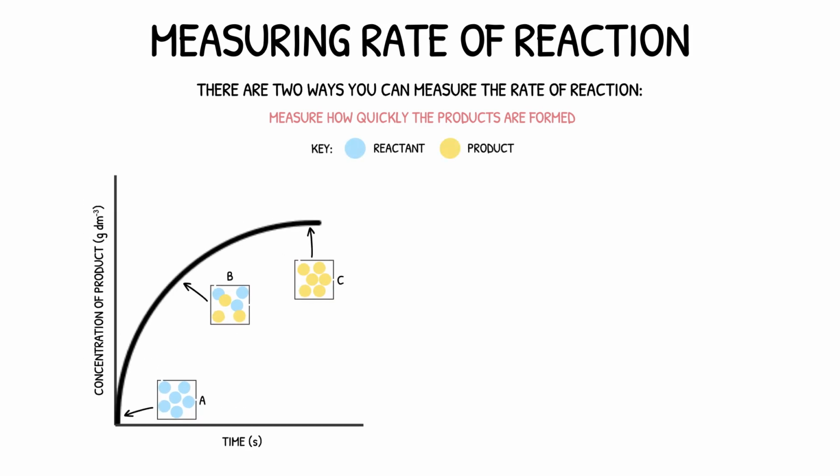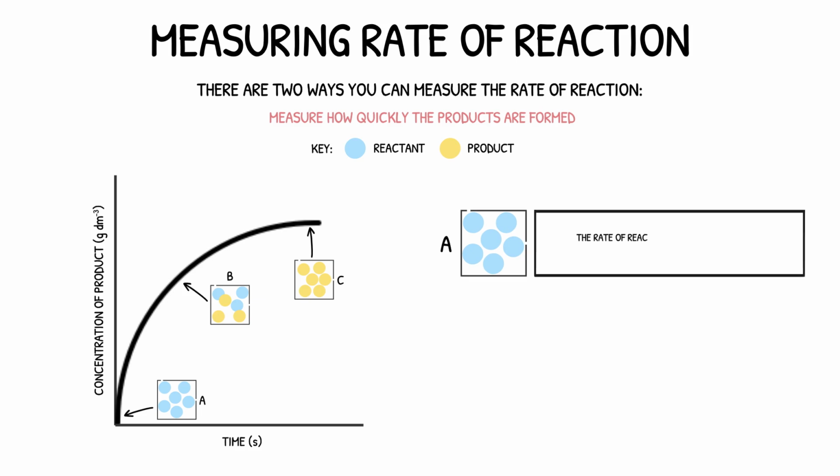This graph shows the typical trends observed when measuring how quickly the products are formed during a chemical reaction. At point A, this steep line indicates that at the start of the reaction, the rate of reaction is very fast. This is explained by the high concentration of reactants at the start of the chemical reaction. The high concentration of reactants increases the likelihood of successful collisions between reactant particles, and so the rate of reaction is much faster.